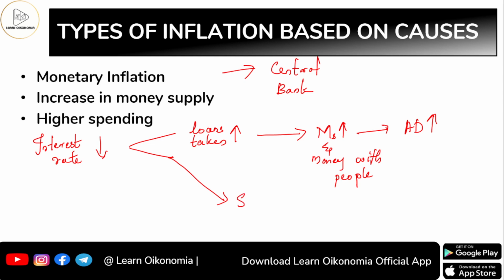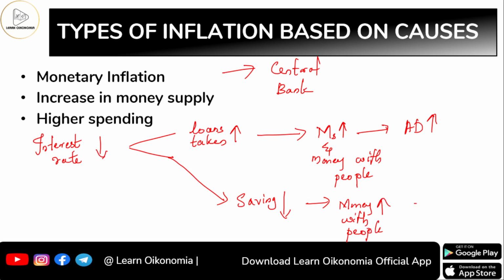Now, the other side here is that, when interest rate is coming down, what will happen to savings? People will think that if they save more in the form of deposits, they will be getting only lesser interest rates. So they think that there is something called an opportunity cost, isn't it? So saving would be coming down. Again, what will happen to money with people? Money with people again would increase.